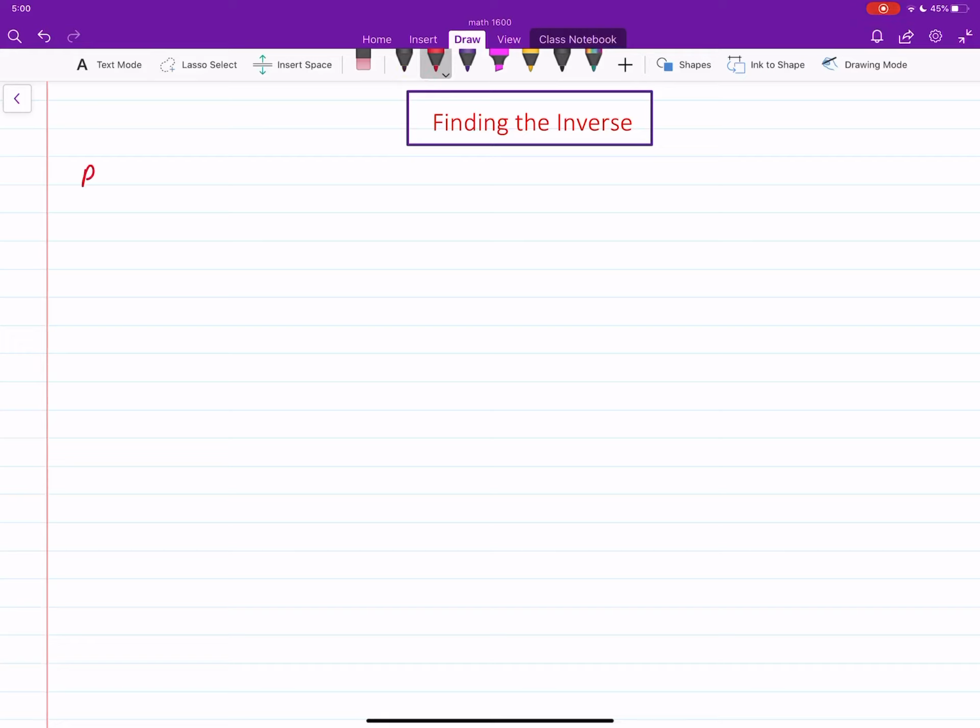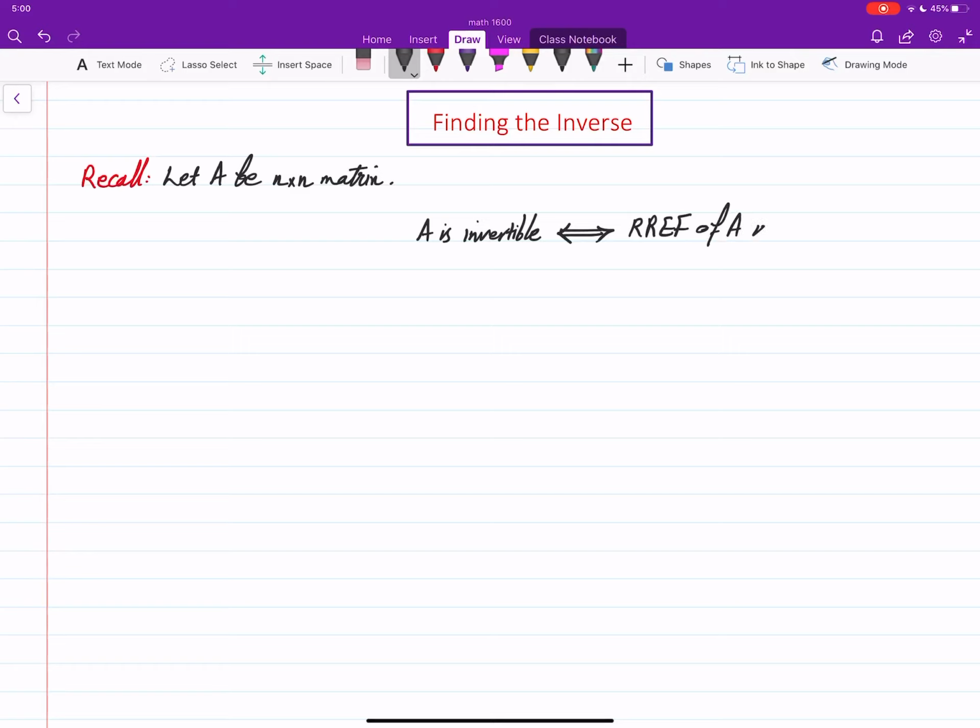So let me recall first that if A is an n by n square matrix, then we know that A is invertible if and only if the reduced row echelon form of A is the identity matrix of order n. In other words, there is a sequence of elementary row operations that transform A to the identity matrix. So that's the first fact.